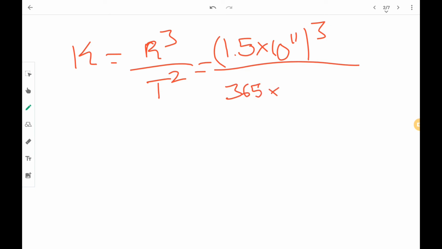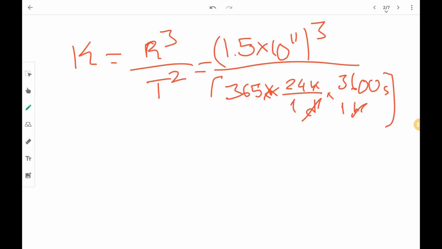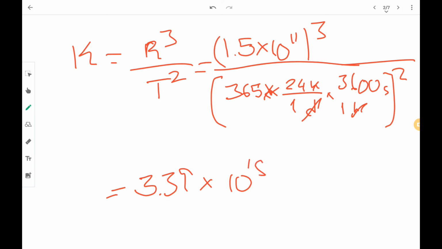We have to convert it to seconds because of SI, so it will be 24 hours per day, and then 1 hour is 3600 seconds, all of this squared. You should get 3.39 times 10 to the power of 18 meters cubed per second squared. This is Kepler's constant.